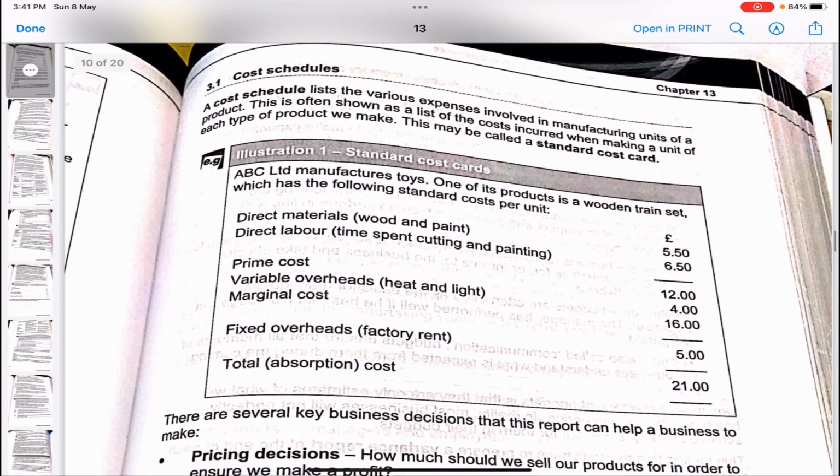So, what is a cost schedule? A cost schedule lists the various expenses involved in manufacturing units of a product. Various expenses which are involved in the manufacturing units of a product. This is often shown as a list of the costs incurred when making a unit of each type of the product we make. This may be called a standard cost card. So cost schedule is also called a standard cost card.